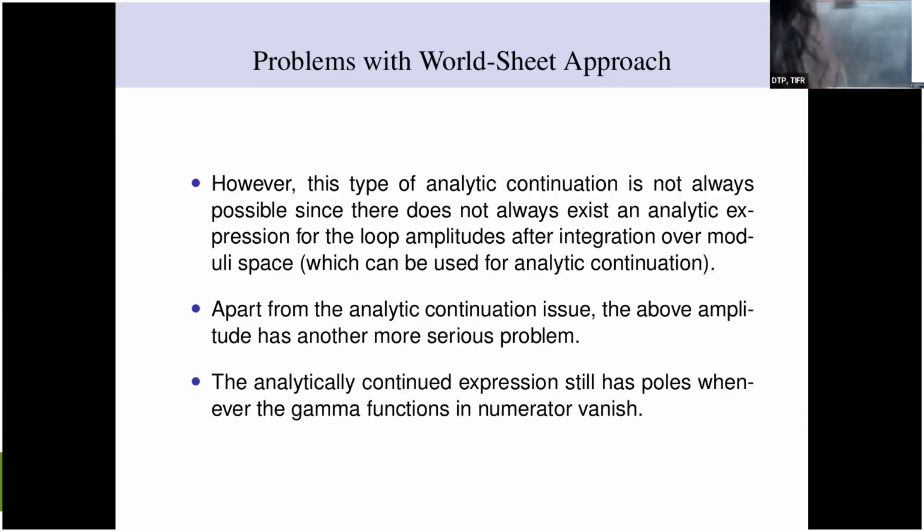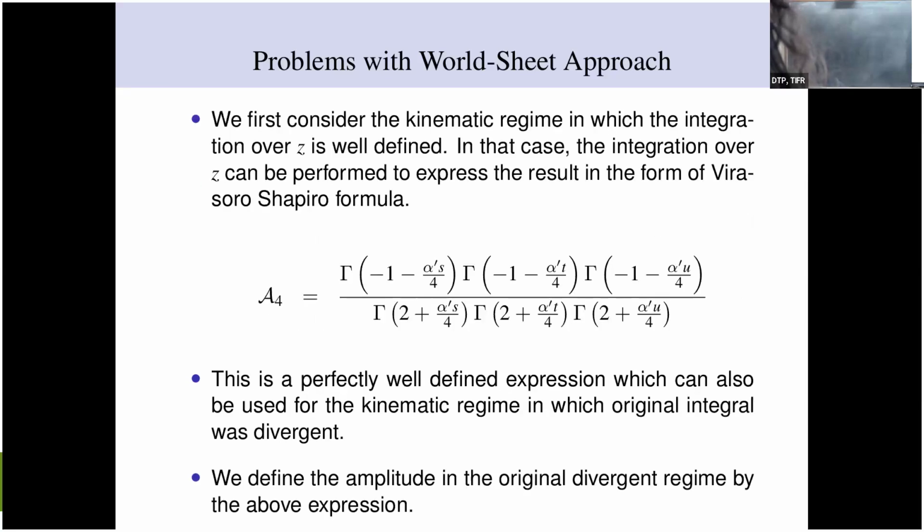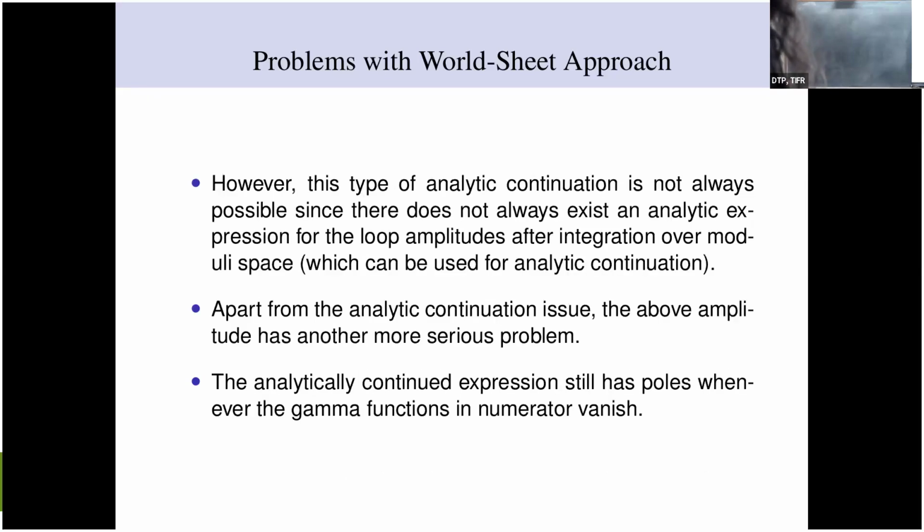Due to this, we cannot use this kind of trick to get the formula. And apart from this analytic continuation issue, this amplitude has another more serious problem. It still will have poles when the gamma functions in the numerator vanish. They correspond to some physical singularity. They are real S-matrix singularities.